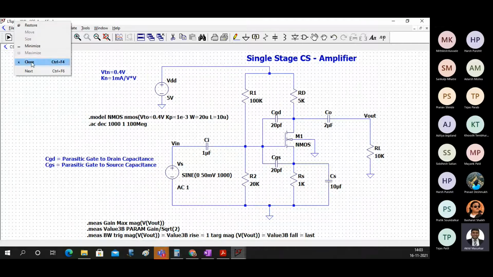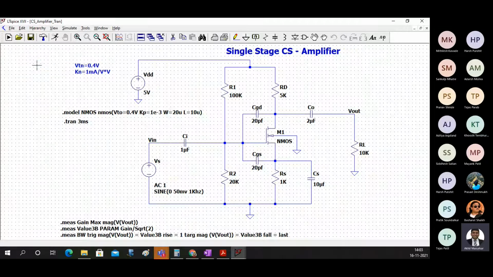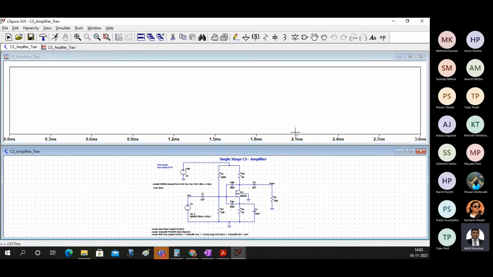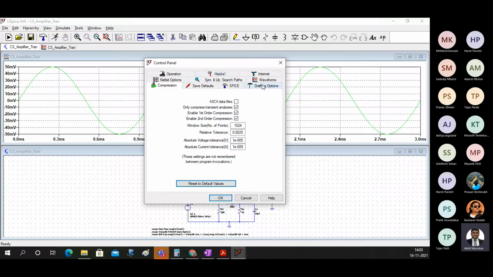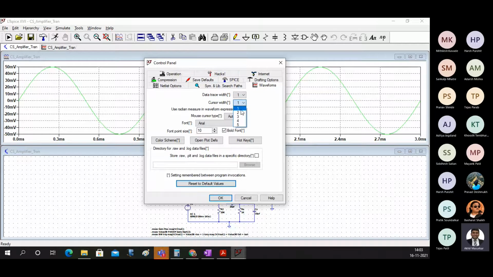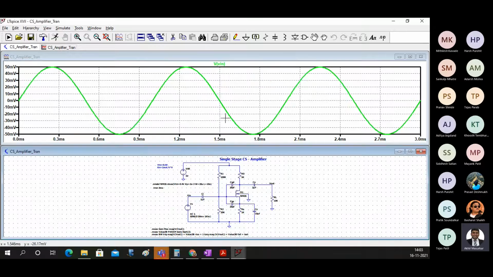So, I'm just closing other circuits not required for the time being. I'll run this. Now, I want to see the input. So input is 50 millivolts, you can see that. I'll just adjust the waveform a little bit. Can you see this now? And now I want to see the output. So output is here across RM.